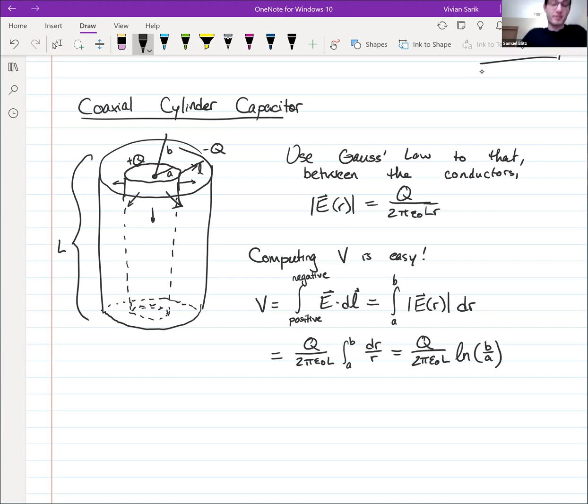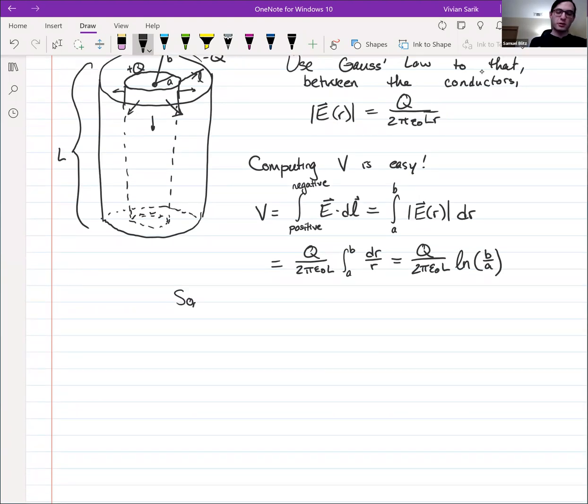Okay, so that's the potential difference between those two cylinders. And so notice again that the potential difference is proportional to Q. So we can solve, because C is Q divided by V for a capacitor, that's always true, then the capacitance of this system is 2 pi epsilon naught L divided by log of B over A. That just is the capacitance.